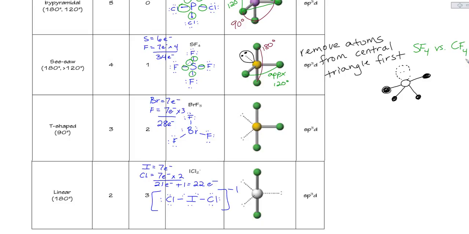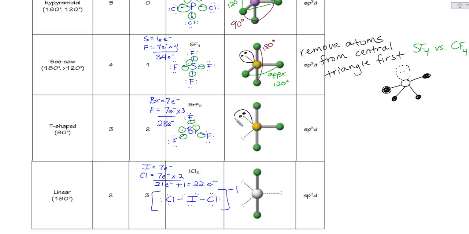We've got 3 bonding regions of electrons. 1, 2, 3. And 2 lone pairs. So there's still a total of 5 electron regions around the central atom. But 2 of them are lone pairs. So again, you remove from the central triangle. So you kind of see where these guys came from.